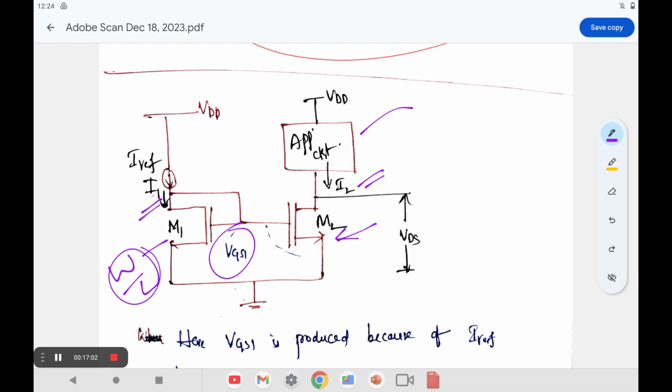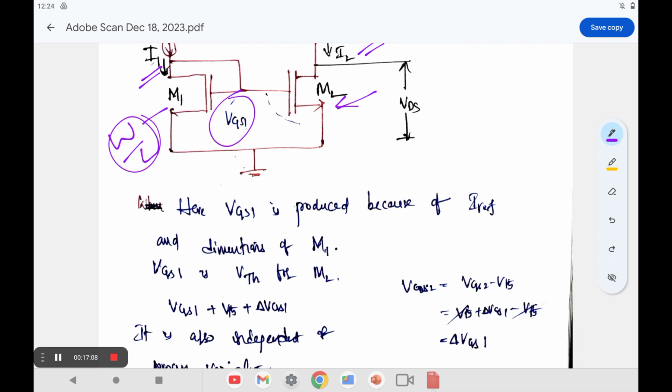Why? Because this MOS transistor, MOSFET, also depends on the VTH voltage. VTH is nothing but the threshold voltage, which varies with temperature. This threshold voltage also depends on other parameters, like physical parameters, or maybe the size dimensions of the devices also. So that is also a very important thing.